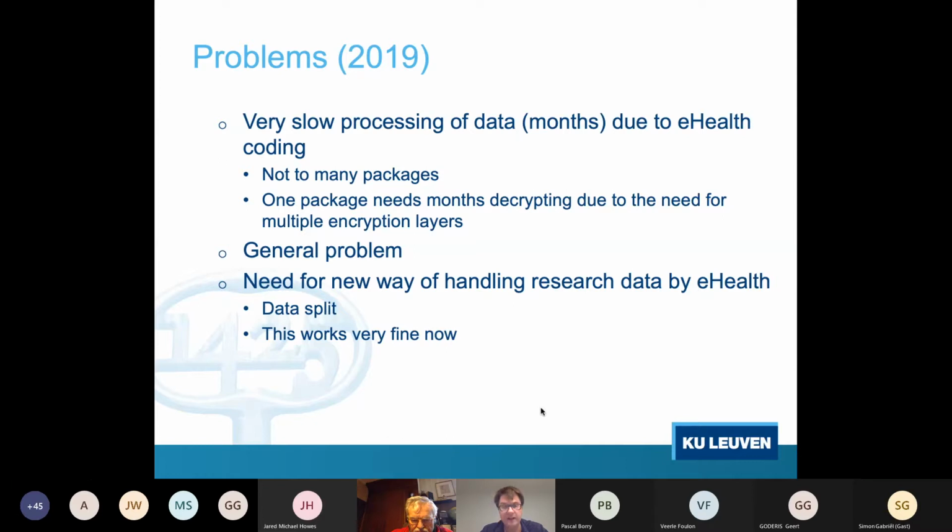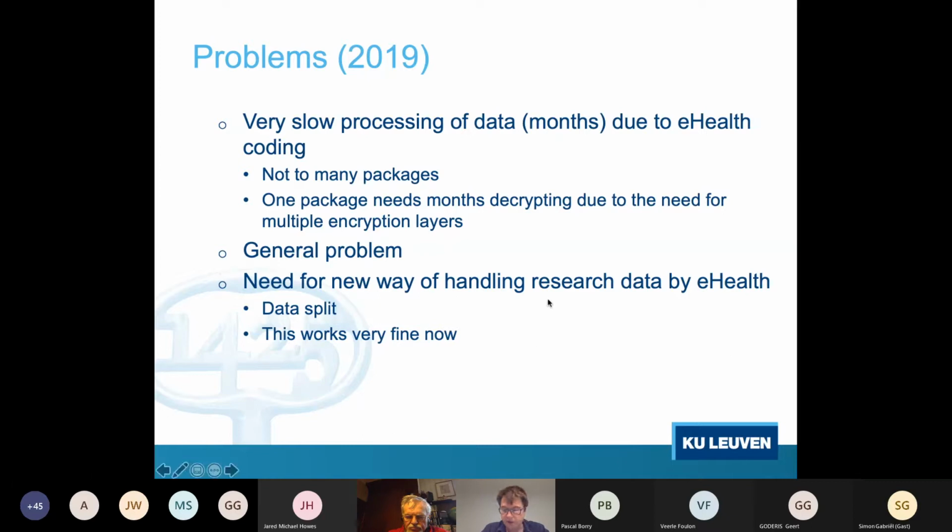The other option is to send it as a bunch of data. We talk about gigabytes of data, but we did it, and apparently it took months to decrypt all this, because you need several encryption layers to decrypt it, a very complex process. It really took months for the data purge. Then of course you go looking to see whether we are doing something wrong, and apparently it was not a problem of Intego, it was a general problem of the whole eHealth system, and we needed a new way of handling those data.